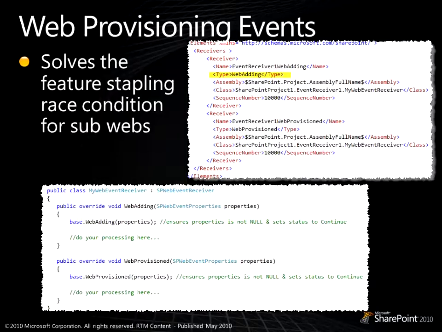Web provisioning events are the new web adding and web provisioned events. The web adding event is available synchronously when the site provisioning has been started. We can, for example, cancel the provisioning process using this. The web provisioned event is available when the site has been completely provisioned, as in created in SharePoint, basically meaning also the fact that all associated features and stapled features have been activated.